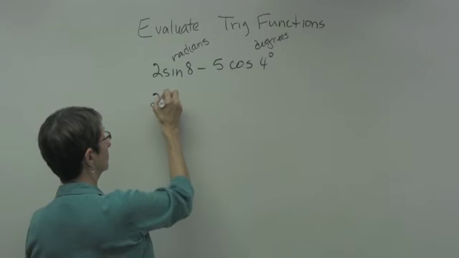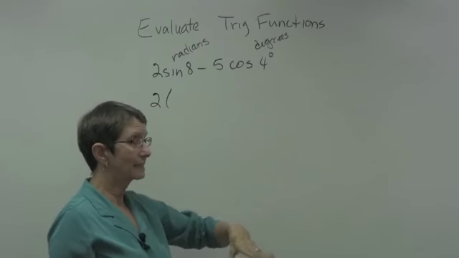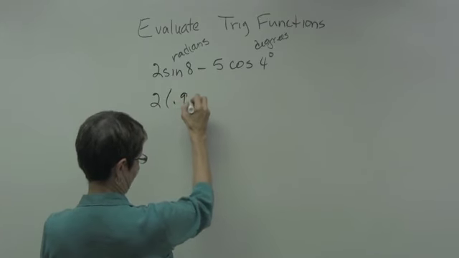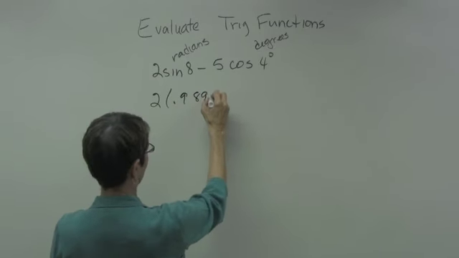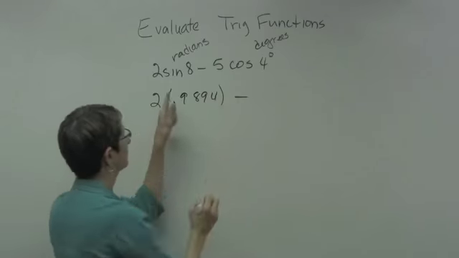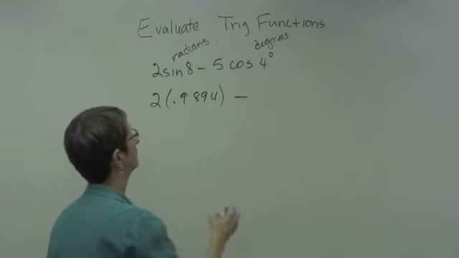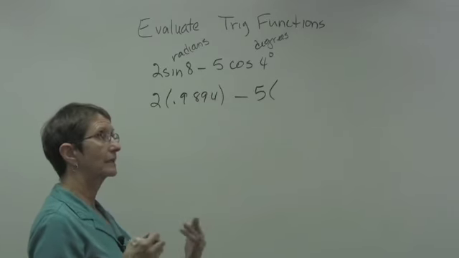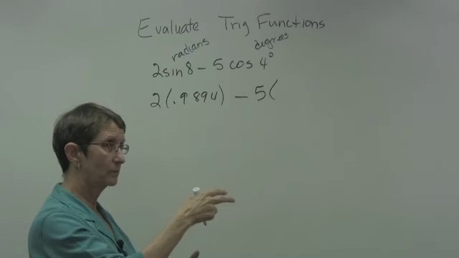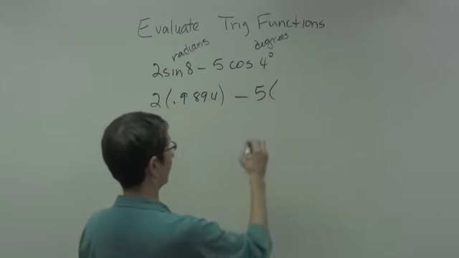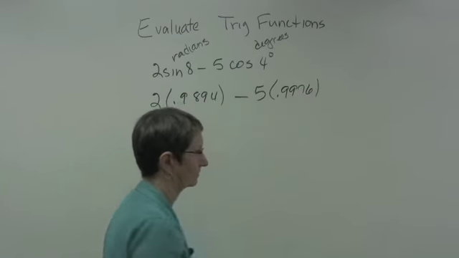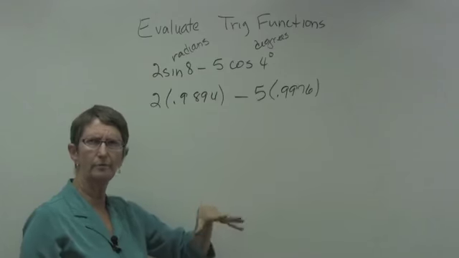So I put the 2, I put in an 8, make sure I'm in radians, I hit the sine, and I get about 0.9894 for the sine of 8 radians, minus 5 times. Now I'm going to hit the 4, make sure I'm in degrees, then cosine, and I get 0.9976. And check these, be sure I wrote them down right.